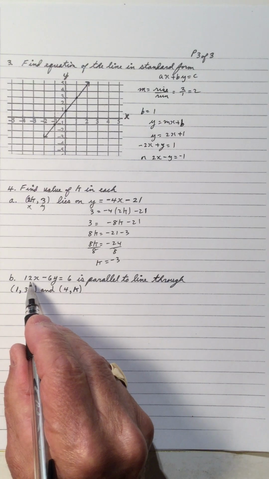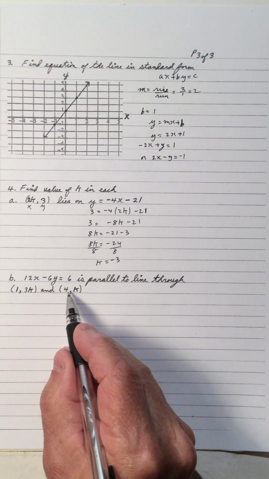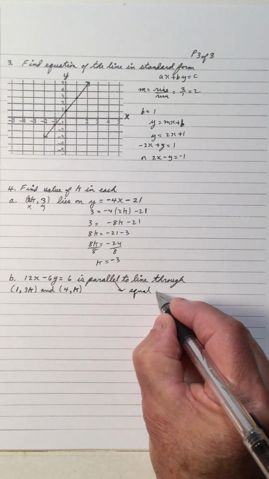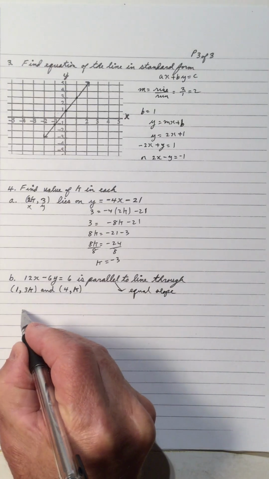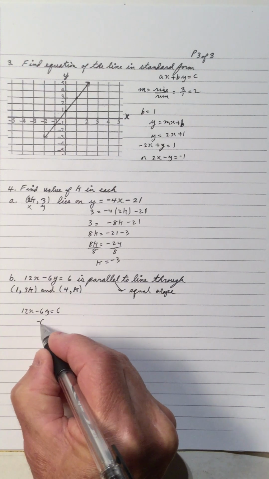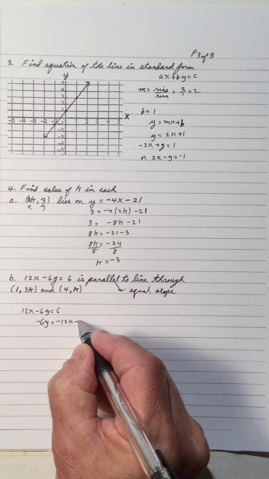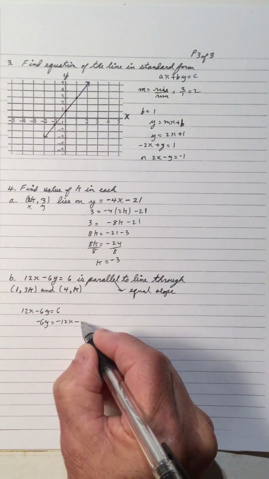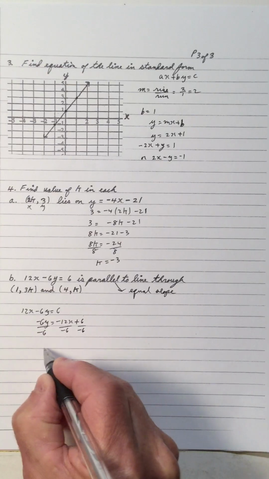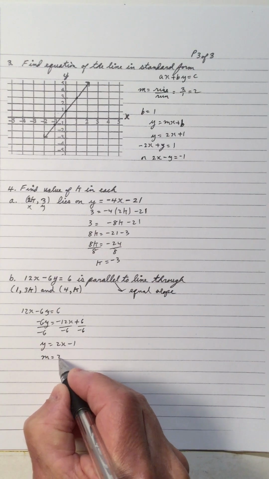B, 12x minus 6y equals 6 is parallel to the line through these 2 points. So parallel lines have equal slopes. So let's take this line and find the slope. Solve it for y. Negative 6y equals negative 12x plus 6, moved over, and 6 is positive. Divide by negative 6. And I have y equals 2x minus 1. So the slope of this line is 2.